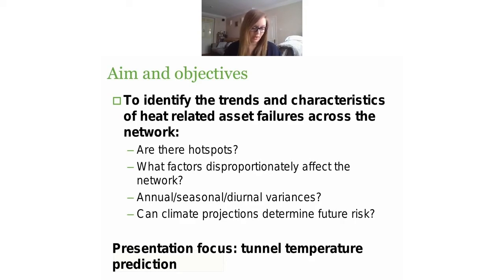I am looking at some of the highlights of the project: are there any geographic hotspots, any problematic areas on the network? What type of assets disproportionately affect the network and cause delays? And are there any seasonal trends, annual trends, and diurnal variances? And can we add climate projections to this to identify the future risk?